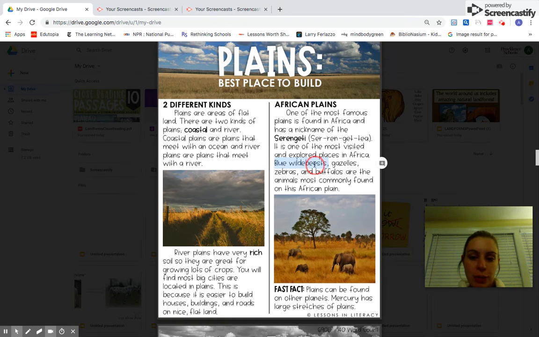Blue wildebeest, gazelles, zebras, and buffaloes are the animals most commonly found on this African plain. Okay, so these are elephants right here. Fast fact. Plains can be found on other planets. Mercury has large stretches of plains. Cool. Okay, so let's go back and look at your questions.